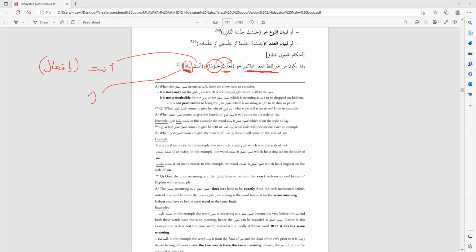Nabata yambutu. Oh, it's from... You're thinking too deep. You need to come down to basics. Nabata yambutu nabatan. It's from the bab... Nabata yambutu. Is it from bab fa'ala yaf'ilu? Okay, fataha.